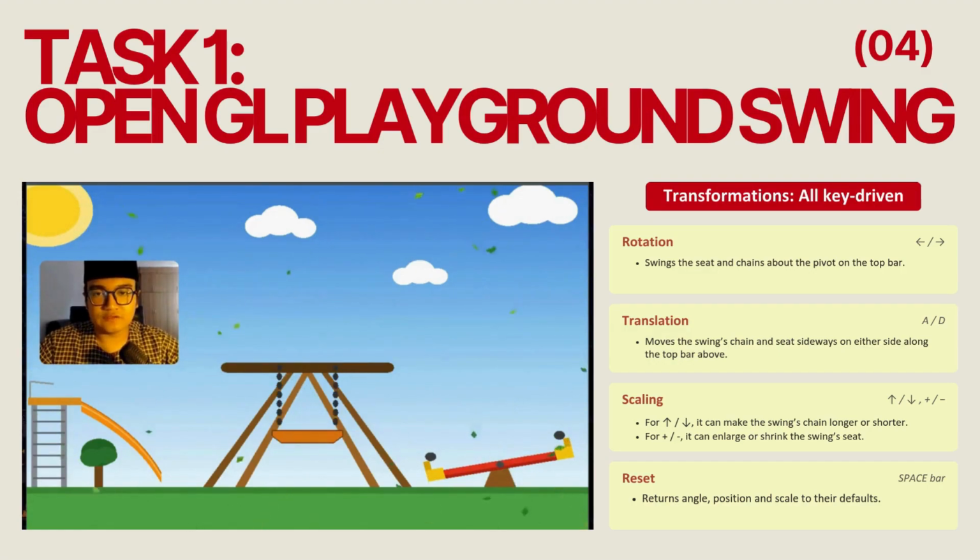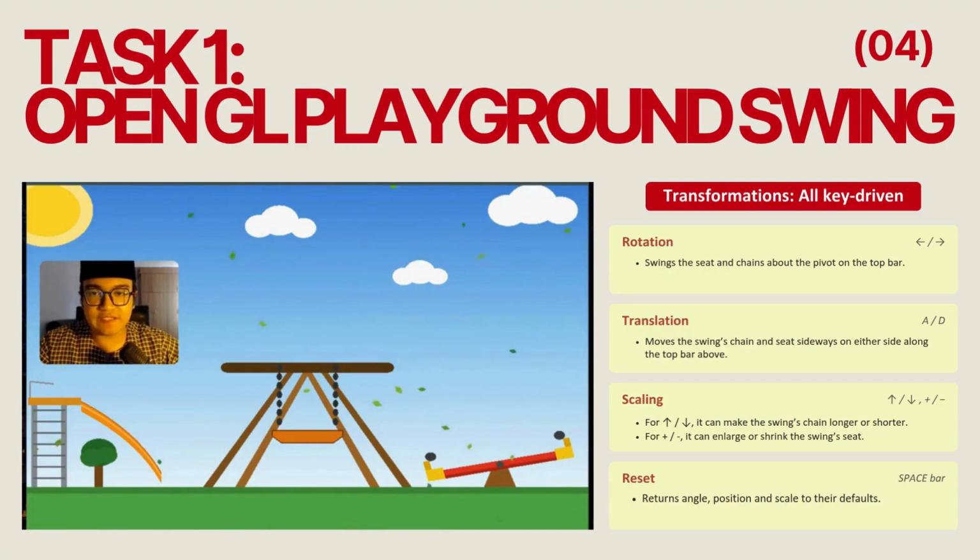Now, moving on to the translation. When we press the A key, the swing chains and seat will move to the left. And when we press the D key, the swing rope and the swing seat will slide to the right. The swing chains and seat are able to move sideways along the top bar.